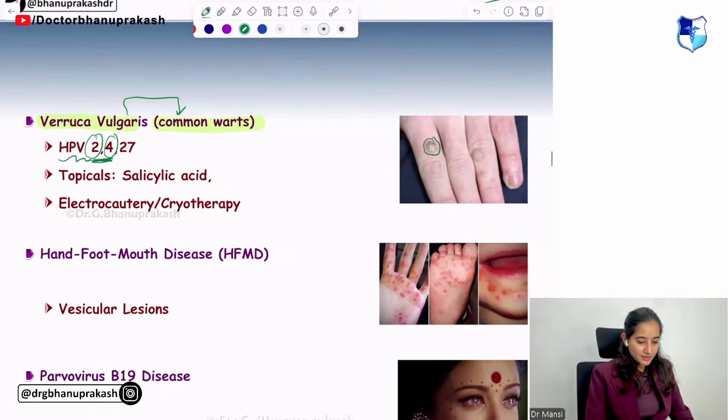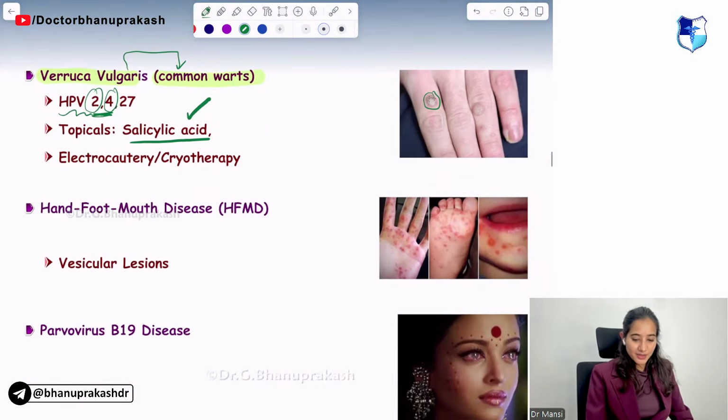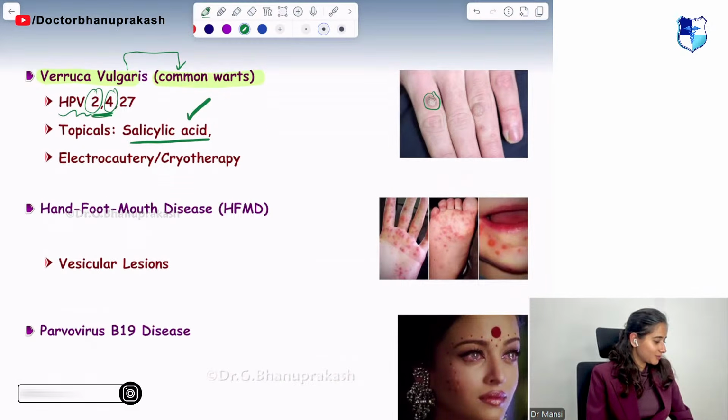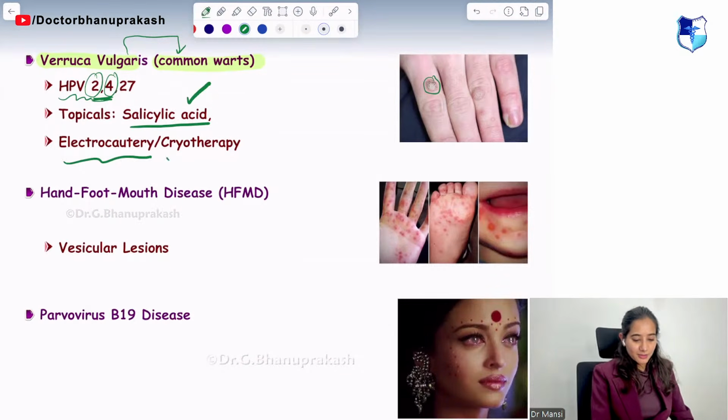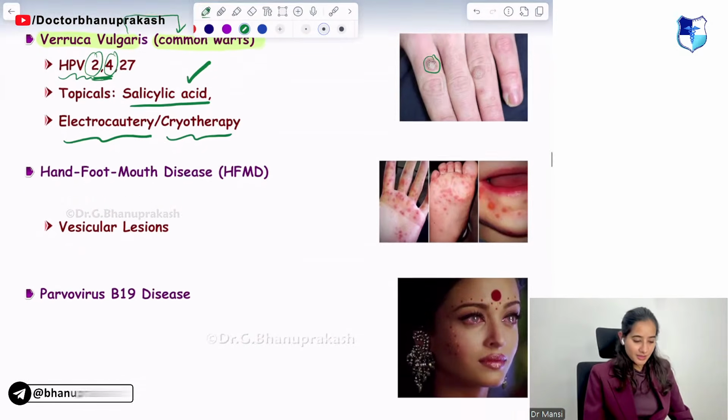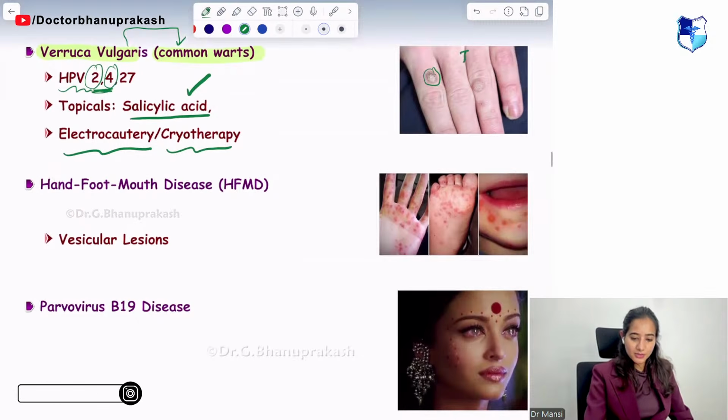Topical salicylic acid, you can give it, just put salicylic acid, and electrocautery can be done. Cryotherapy for their treatment can be done. But remember it as an image-based question, most likely.